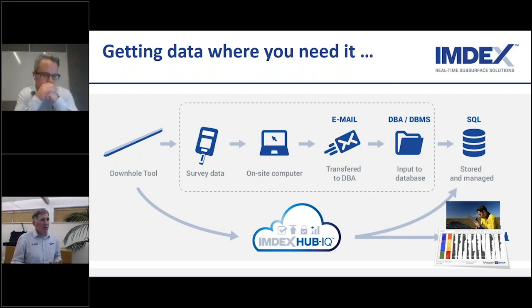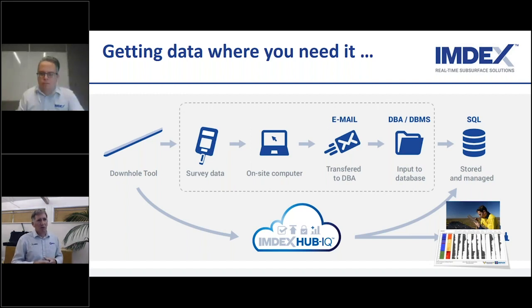The traditional method is taking a downhole tool and pulling that survey data off on a USB stick, for instance, transferring it to an on-site computer, emailing that raw data to a DBA and putting it into the database, getting it categorized, and then people start to look at it. That whole process takes time. It's not a secure chain of custody. We have issues with how we transfer that data, and then it means you don't have anything available to you when you start the process where you need that data.